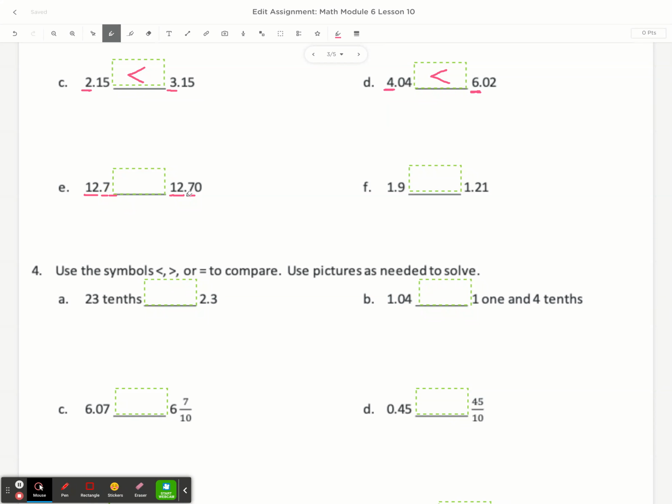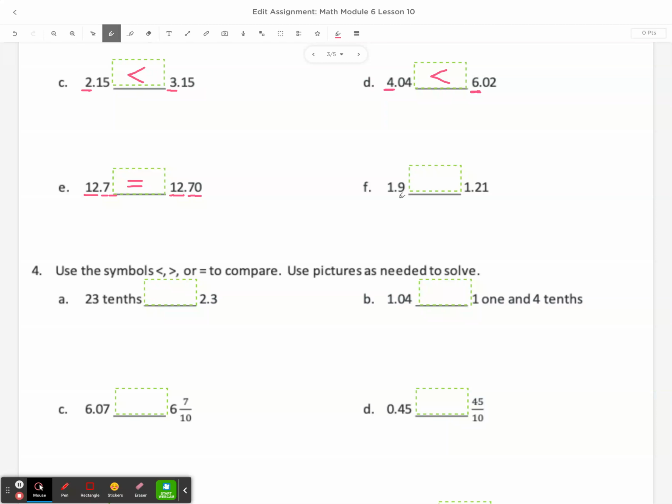Well, there's no hundredths here, but we do have 0 hundredths here. Well, 0 hundredths is the same as no hundredths, because if you have 0 of something, you have none of it. So really, these two numbers are exactly the same.